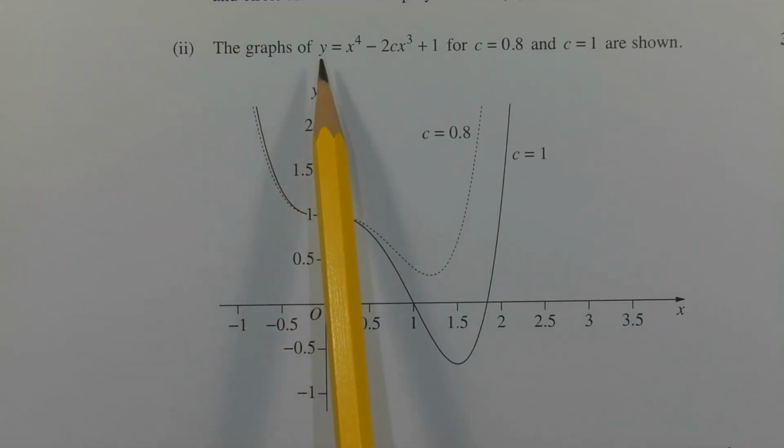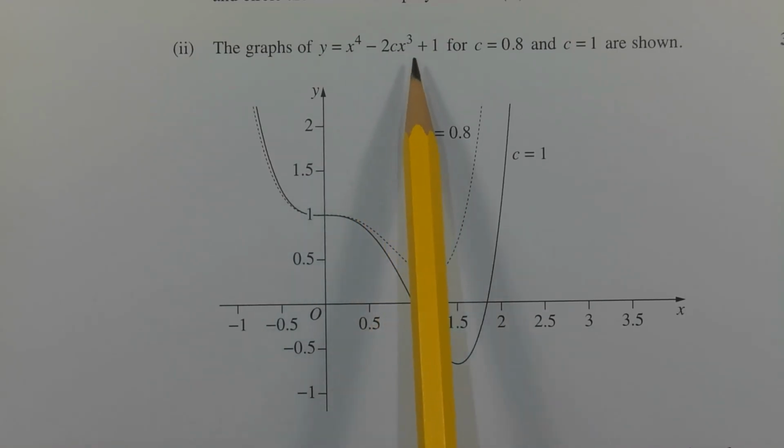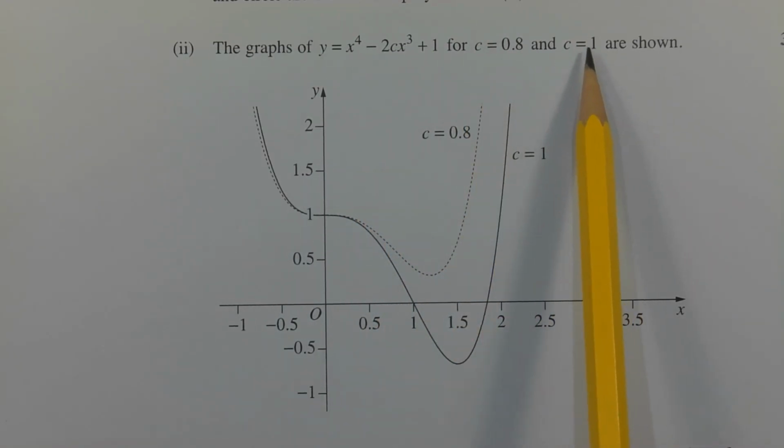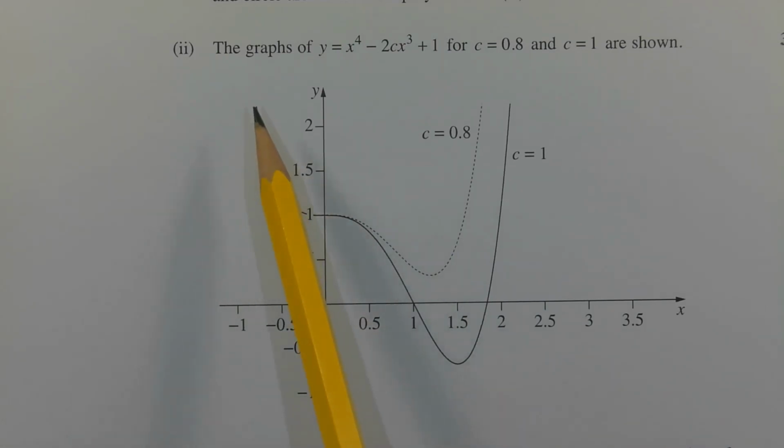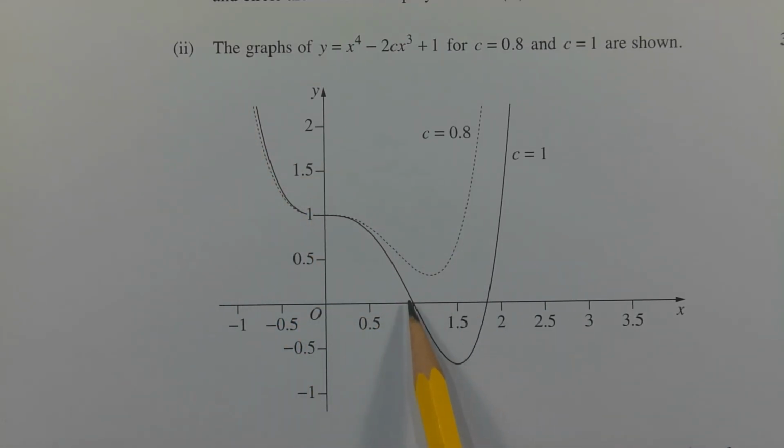Let's consider the graphs of y equals x to the power of 4 minus 2cx cubed plus 1 for c equals 0.8 and c equals 1. Now the dashed curve here corresponds to c equals 0.8 and the solid curve corresponds to c equals 1. Now where the curve touches the x-axis, that corresponds to exactly one zero, which means exactly one point of intersection of the hyperbola and the circle. So what we're looking for is a value of c such that this stationary point here, this minimum point here, touches the x-axis but does not cross it.